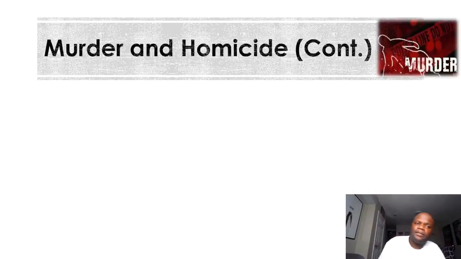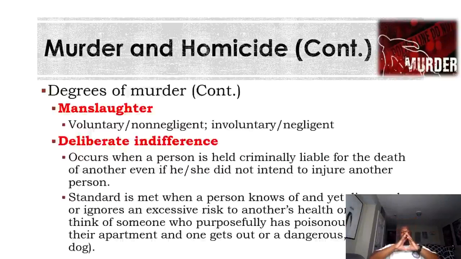We also have manslaughter, voluntary non-negligent, involuntary negligent. Voluntary non-negligent manslaughter would be like somebody running someone over, like they weren't paying attention, they were driving, they ran somebody over, right? Maybe they were highly intoxicated. That's a voluntary action, to be drinking enough alcohol to the point of intoxication and then getting behind the wheel. It's a voluntary event. You didn't have to do it.